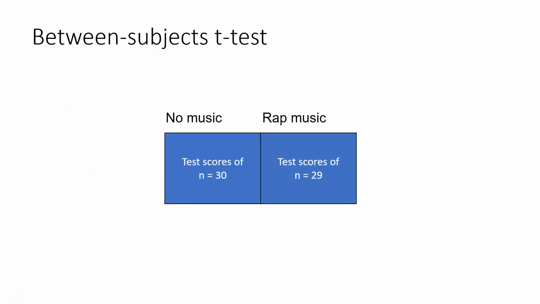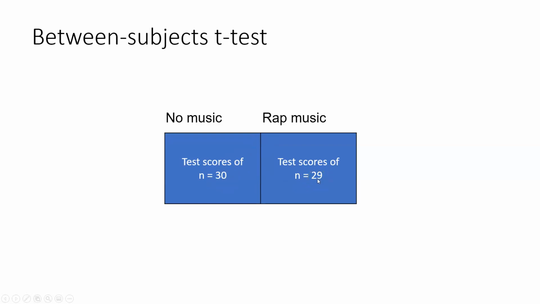Let me show you an example. This is what the structure of an independent samples or between subjects t-test looks like. You might have 2 conditions, no music and rap music. You would measure people's test scores after listening to no music while they study, or measure their test scores after listening to rap music while they study. And you'd have some 30 people in one group and maybe 29 or so in another group.